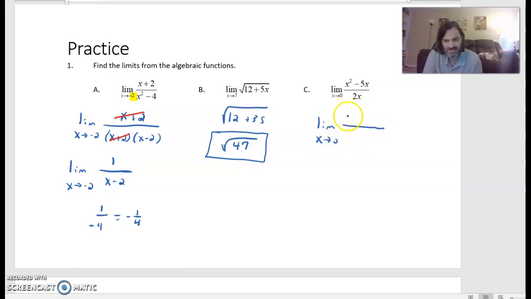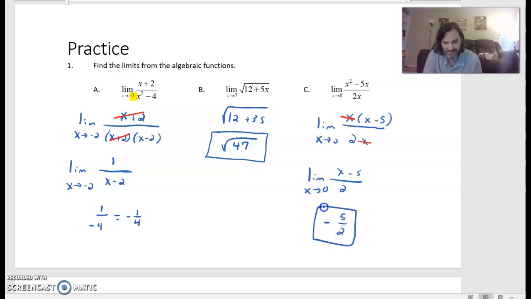We can pull an x out of the top, so it'll be x times x minus 5 and the 2x on the bottom. So when we do that, we're able to cross an x out of the top and bottom. So it simplifies a little bit to be the limit as x approaches 0 of x minus 5 over 2. So that gives me negative 5/2. So if you were to graph this thing, you would be getting close to negative 5/2 as x became 0.